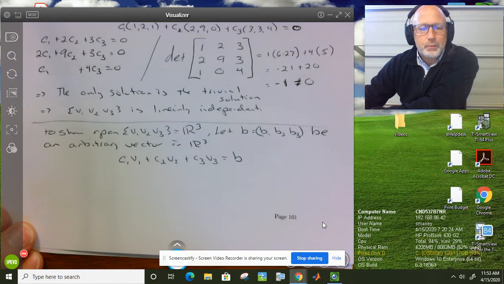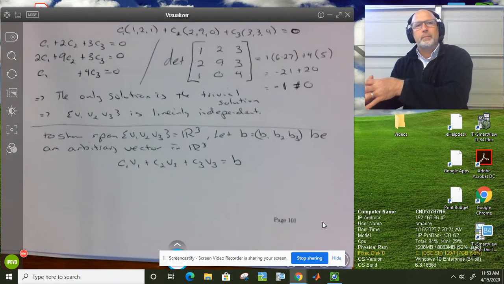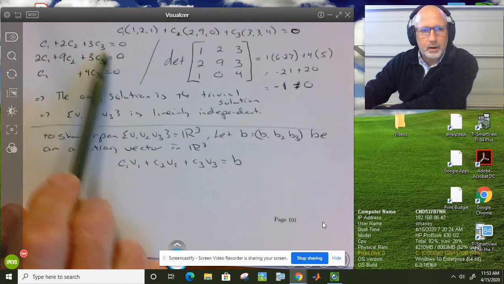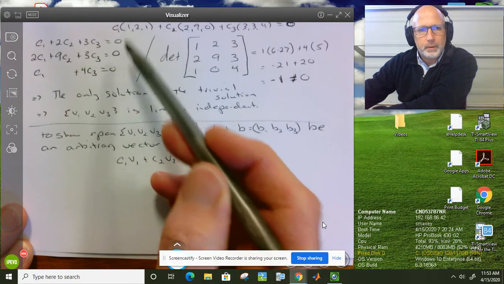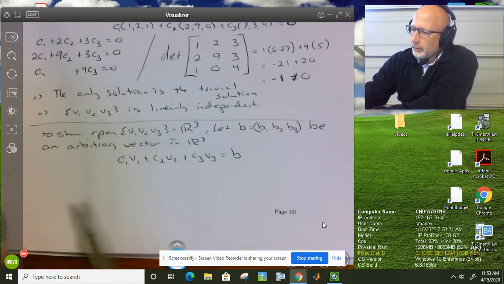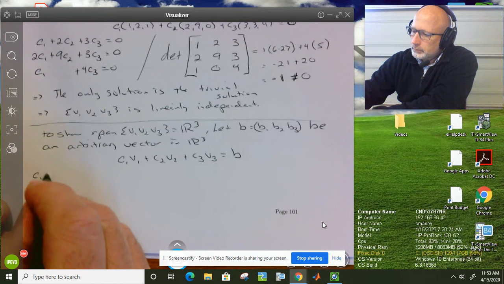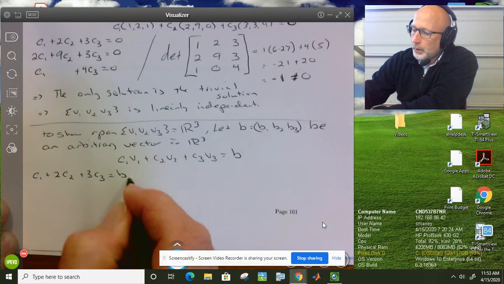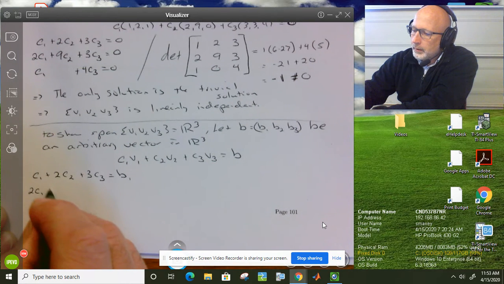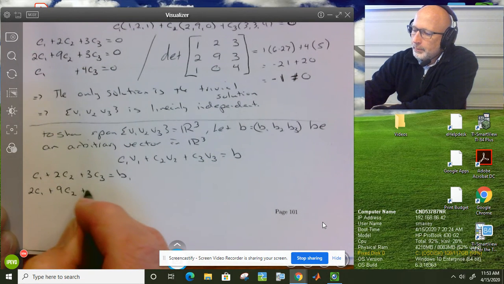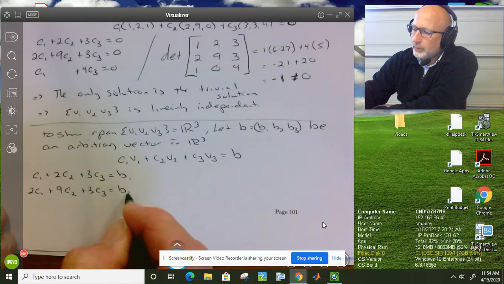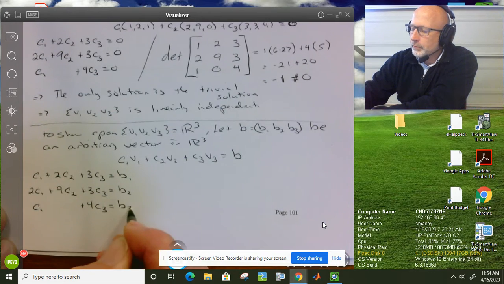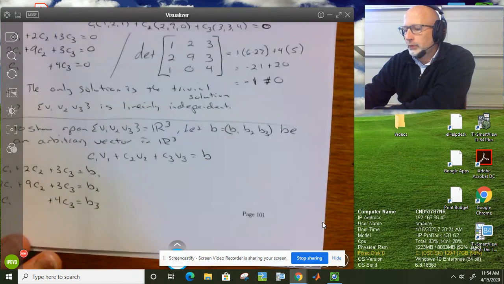So in other words, when I write it out and split it apart, it's a system of equations. It's essentially this system up here, but instead of 0, 0, 0, it's going to be b1, b2, b3. So I have c1 plus 2c2 plus 3c3 is equal to b1. I know 2c1 plus 9c2 plus 3c3 is equal to b2. And I have c1 plus 4c3 is equal to b3. Okay, so all I have to do is solve this system.